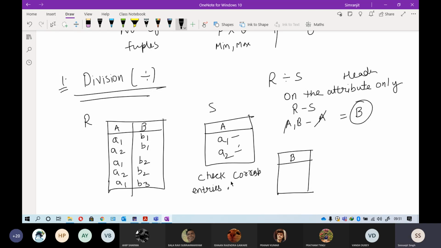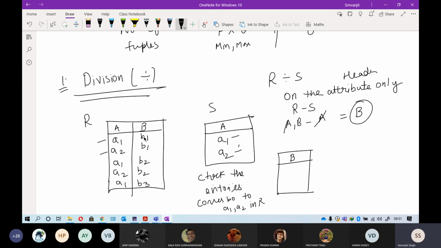Now check the entries. Okay, so I'll write it because it's a little bit confusing step. So you have to check the entries corresponding to A1, A2 in relation R. Now check corresponding to A1, A2, which is the entry that is common.